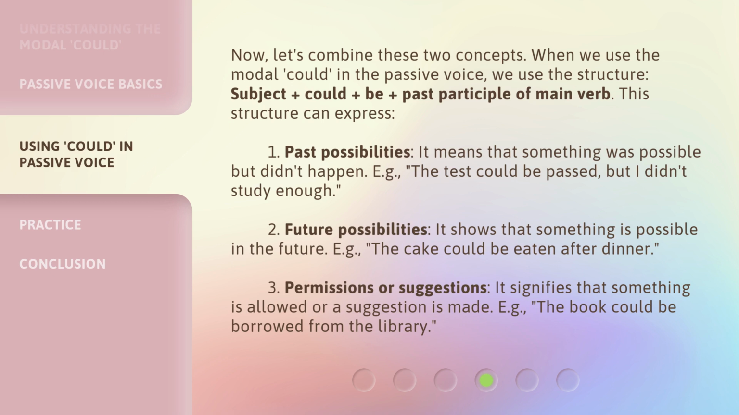For example, the test could be passed, but I didn't study enough. 2. Future possibilities. It shows that something is possible in the future. For example, the cake could be eaten after dinner. 3. Permissions or suggestions. It signifies that something is allowed or a suggestion is made. For example, the book could be borrowed from the library.